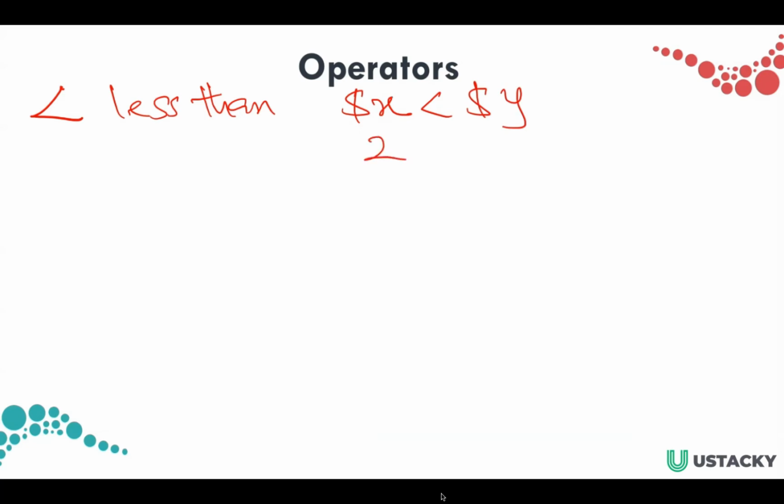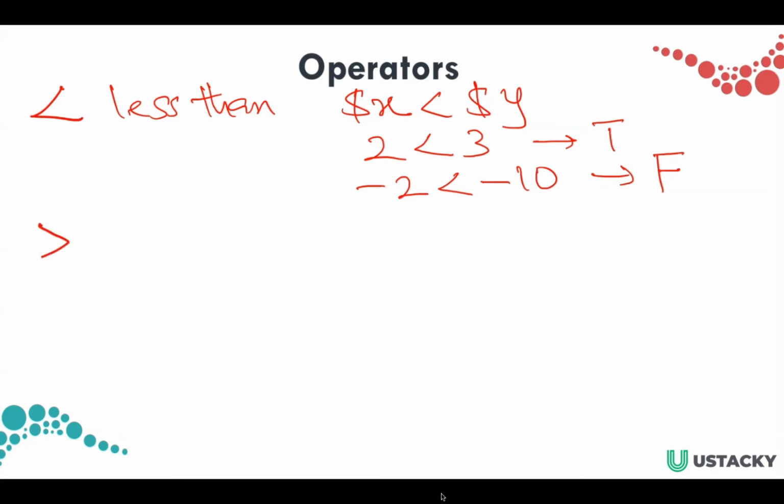We also have less than. So you can check if $x is less than $y. This is also a conditional statement. So for example, 2 is less than 3. This is going to return true. But when you have -2 is less than -10, this is going to return false.